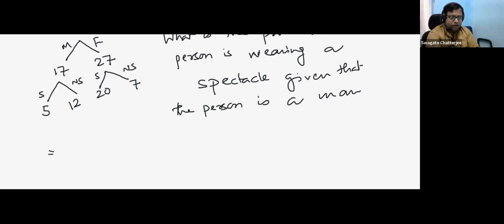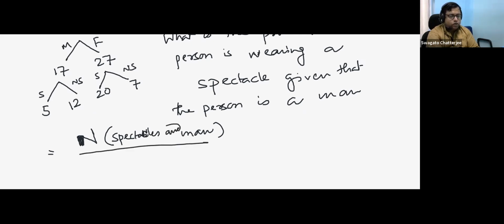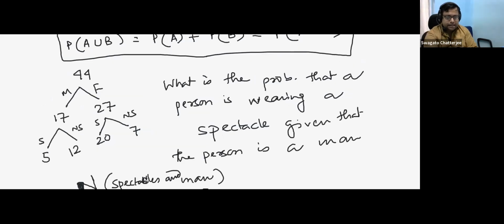I'm asking the number of persons. It is given that this person is a man. So he will be a man, but he is also wearing spectacles. So the number of persons who are wearing spectacles and man, divided by the total number of persons. Now, the total number of persons, will I take all 44? No. Because it is given that this person is a man.